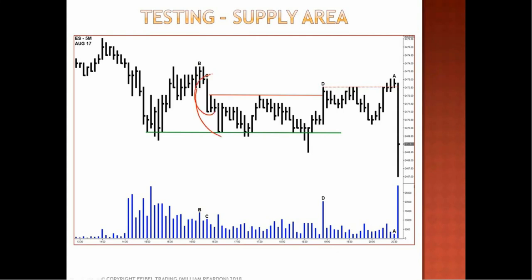Okay, we get good ease of movement at bar C. Bar C achieves a great deal. It closes under all of this action and all these closes to the left. So this is a weak bar showing ease of movement after a bearish case of effort versus result. So from C we come down and we hold this support here, and we hold here.